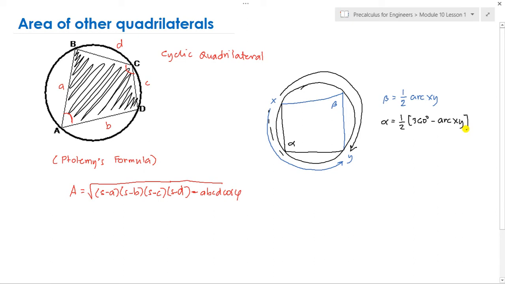So here, kung na-remember ninyo ganiha, kaning gamma, ang formula ni gamma is equal to the sum of the opposite angles. So here, ang atong example diri kay alpha and beta. That is alpha plus beta divided by 2. So ato sila i-add. Based sa atong derivation, alpha is 1/2 multiplied by 360 minus arc xy, plus beta, that is 1/2 arc xy, divided by 2.